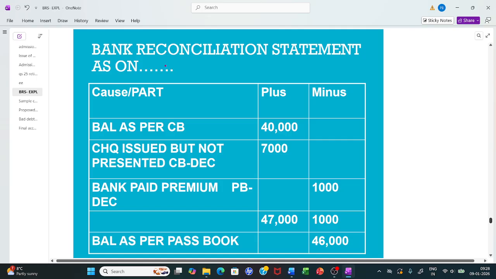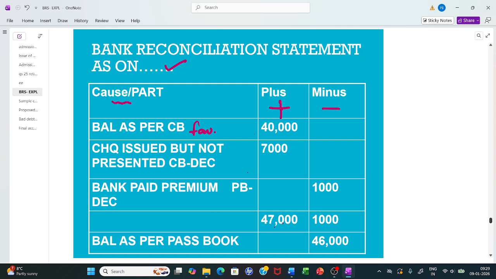We write BRS as on a particular date given to us in the question. Here we write cause, or you may use the word particulars. We make one plus column and one minus column. The things which need to be added are shown in plus, and those which need to be deducted are shown in minus. Balance as per cash book is given, nothing is said, so we presume it to be favorable and put it in plus. Checks issued, as I told you, will be added, so put them in the plus column. Bank paid insurance premium goes in the minus column.